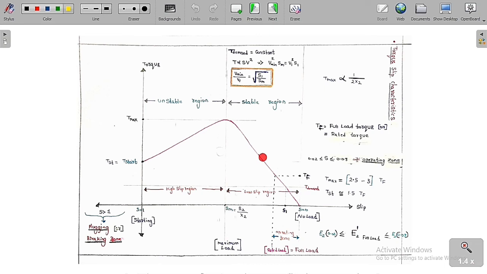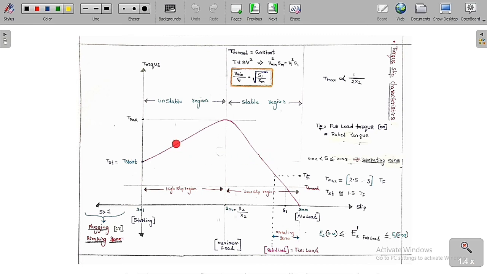Suppose the load is decreased, what is going to happen? Suddenly if the load is decreased, then definitely speed will increase. Speed increases means slip decreases. So now torque is reduced. When the torque is reduced, the speed will come back to its original position. So speed will now decrease, slip will increase, and it will come back to the original position. This is called a stable region.